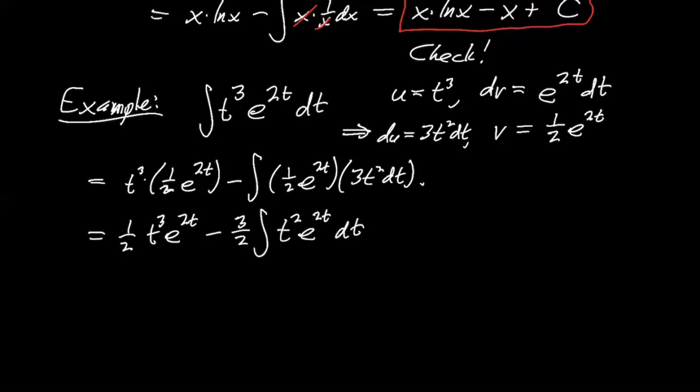Now, what's the progress we've made? We've gone from a t cubed to a t squared. That is progress. You know, t cubed to t squared is progress, but we're not done. We have to keep going.